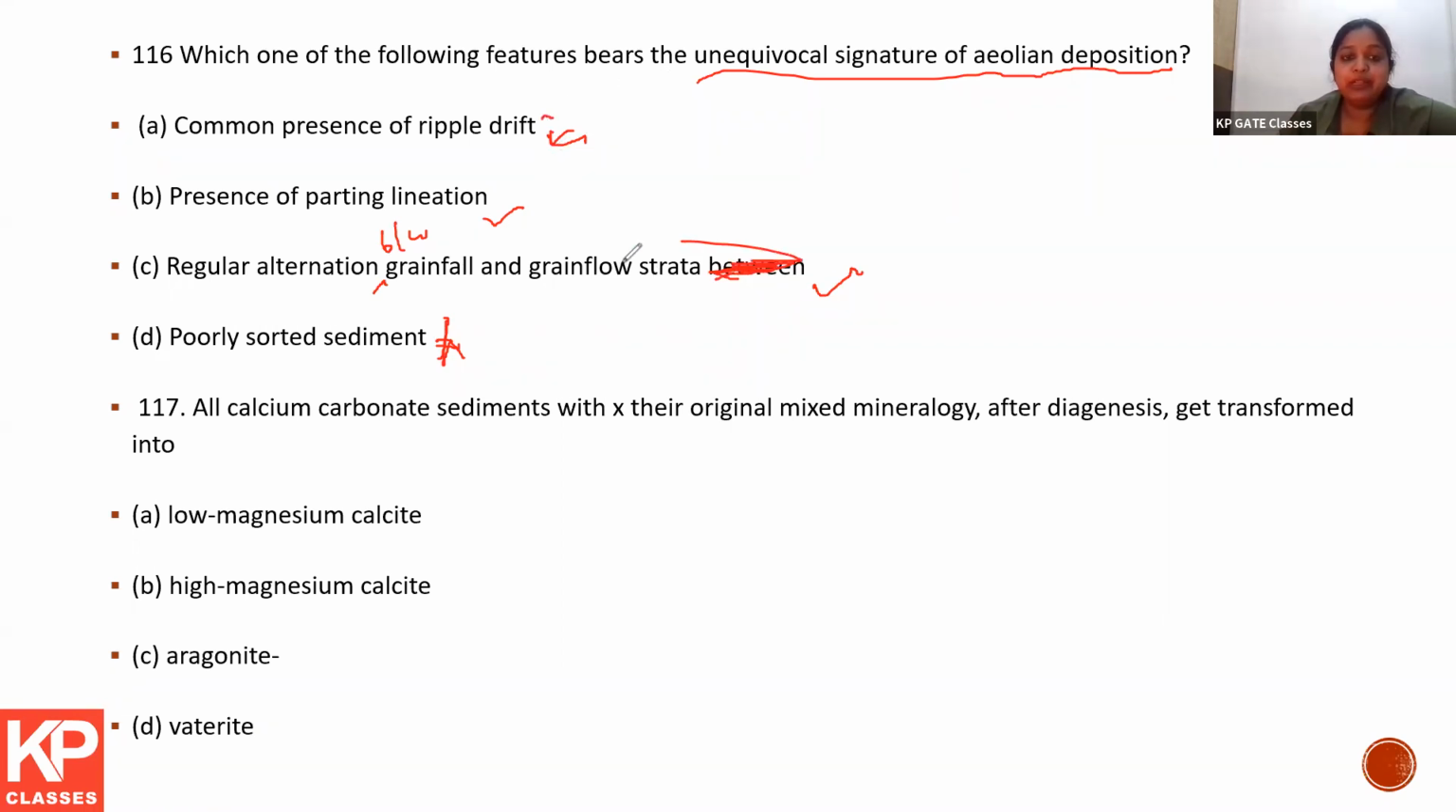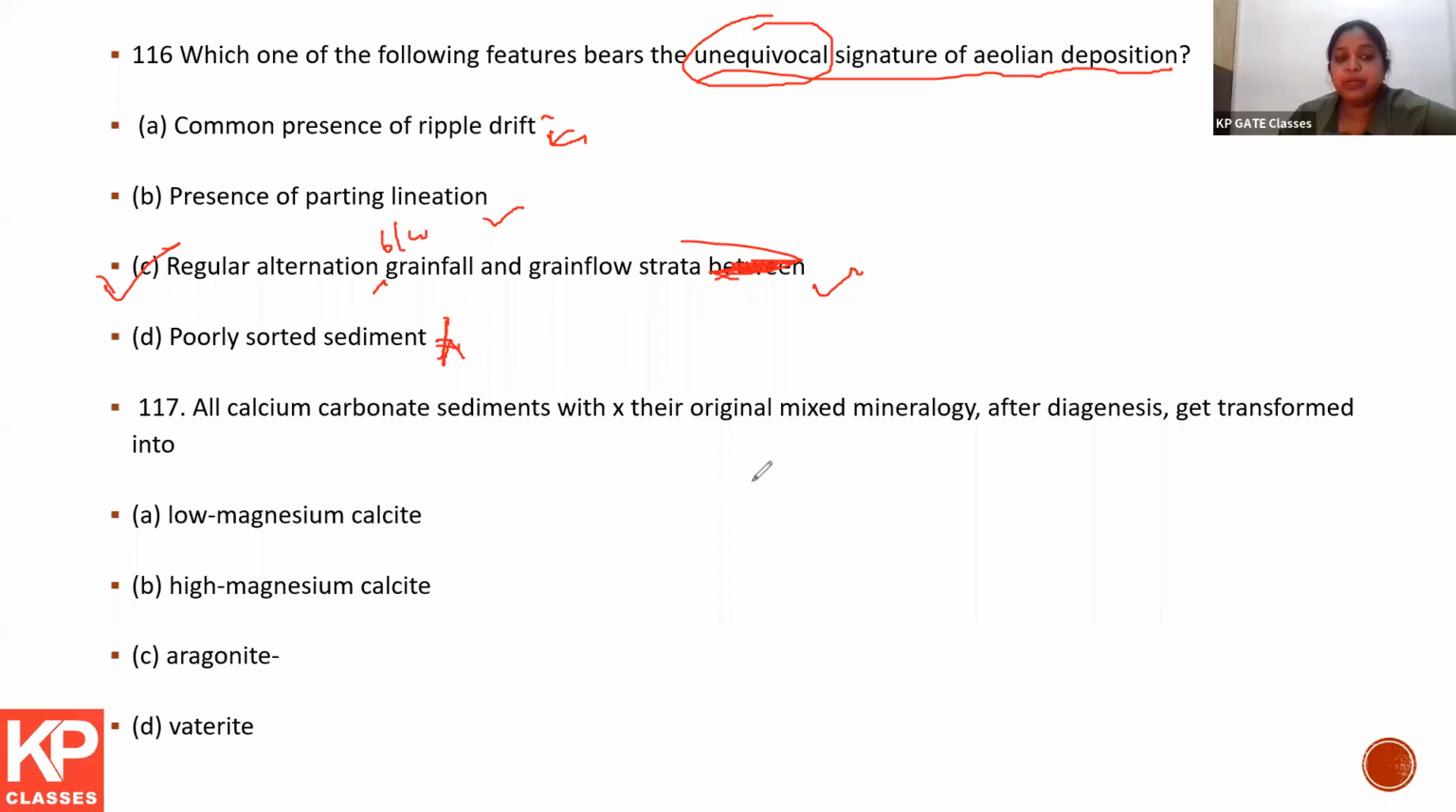So options A, B, C are right about the aeolian deposition, but they have asked about unequivocal, the one that is unquestionably correct. So then it will be C. It's not sure that there will always be ripple drift. Parting lineation may not always be there, but regular alternation between grainfall and grain flow strata will be there in the aeolian deposit. So option C should be the correct answer.